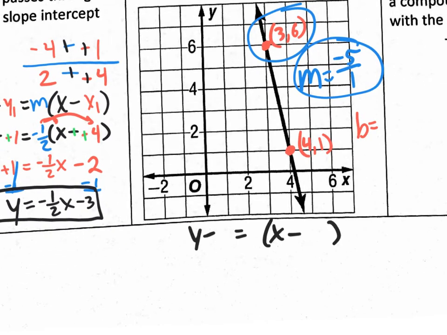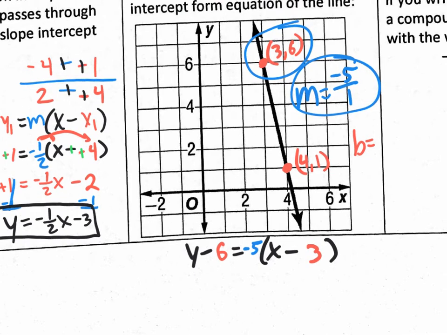Point slope form is y minus y1, but we know our y1 value is 6, so we might as well plug it in right there. 6 equals m, which we said was -5. You could put -5 over 1, but it's easier to just write it as -5. And then minus x1. x1 is the x value of the first point, which is 3. So that's your point slope form equation.